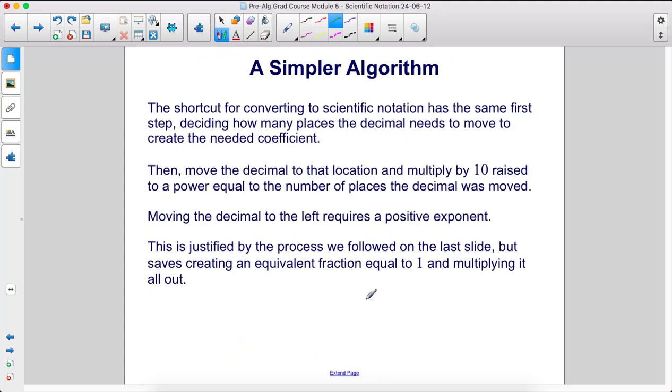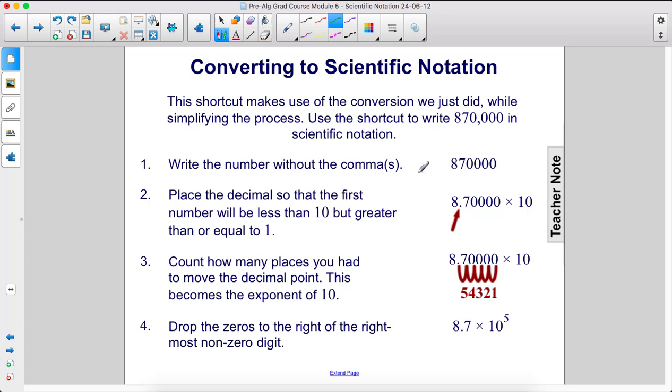The shortcut for converting to scientific notation has the same first step, deciding how many places the decimal needs to move to create the needed coefficient. Then move the decimal to that location, multiply by 10 raised to a power equal to the number of places the decimal was moved. This is what I just explained on the previous slide. Moving the decimal to the left requires a positive exponent. This is justified by the process we followed on the last slide, but saves creating an equivalent fraction equal to 1 and multiplying it all out. This shortcut makes use of the conversion we just did while simplifying the process.